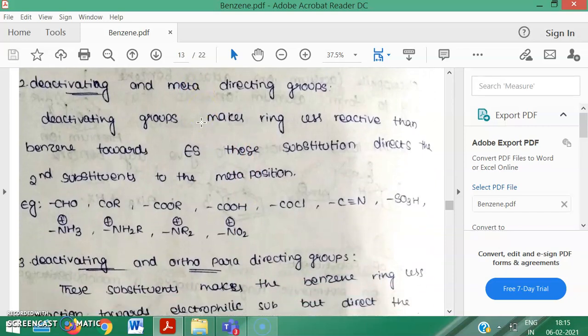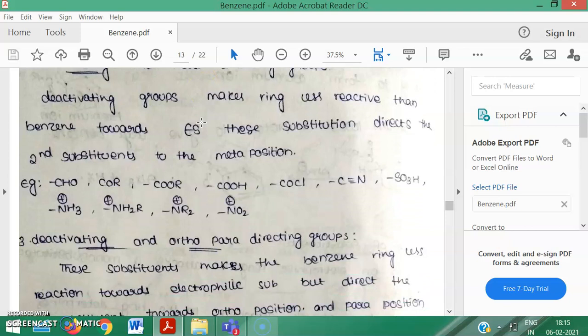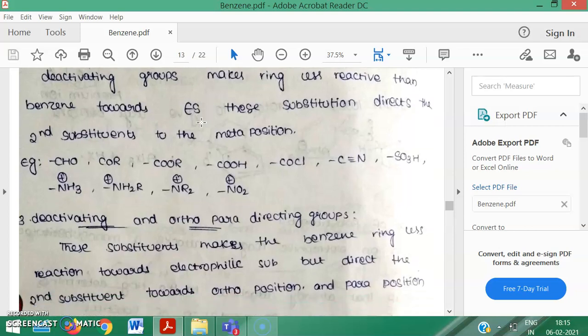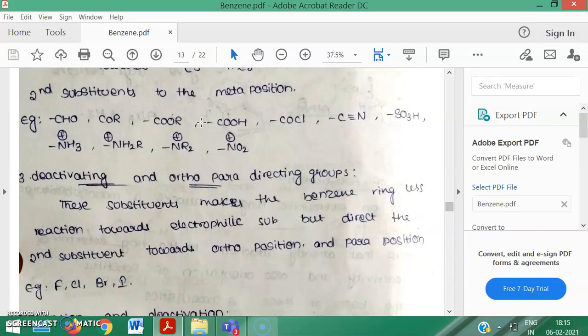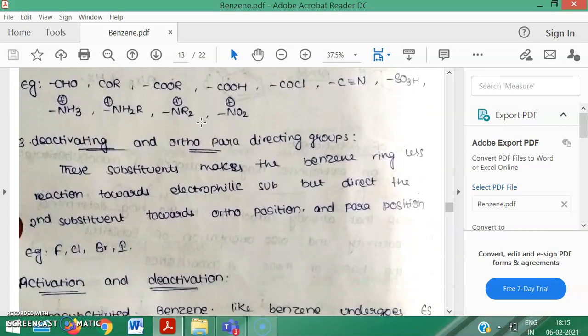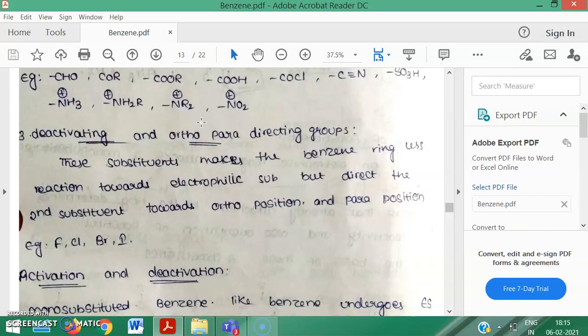And the third one is a very different one. These are deactivating, that means they deactivate the ring. They take electrons from the benzene ring, but they direct ortho and para. So that is a different class of compounds, mainly halogens like fluorine, chlorine, bromine, iodine. These substituents make the benzene ring less reactive towards electrophilic substitution but direct the second substituent to the ortho and para positions. So these are deactivating, but they direct to the ortho and para positions.